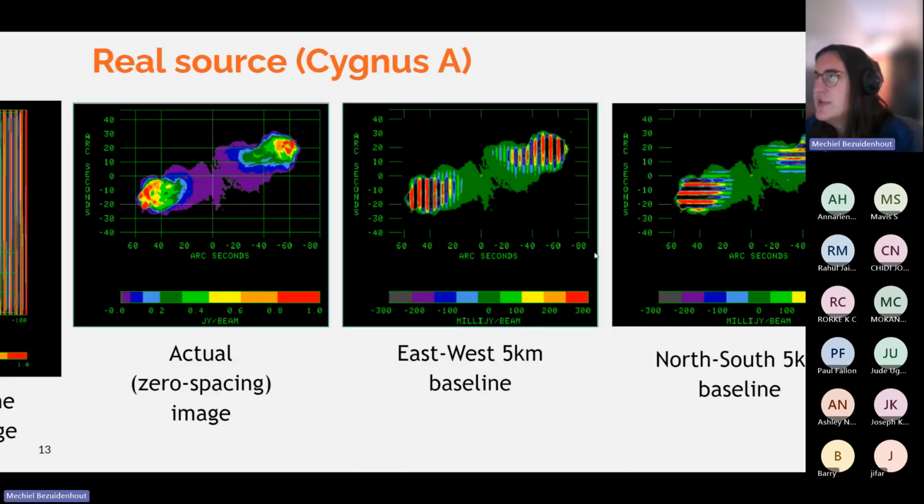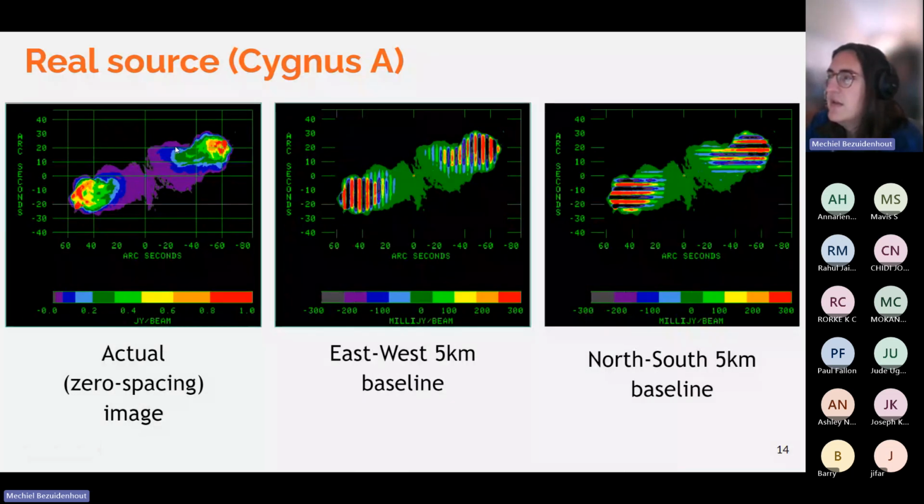So let's see what this looks like if we apply it to a real source. This is an example, Cygnus A. On the left, we have an actual picture of Cygnus A, a real image using a full array. If we use only one baseline that's aligned east to west, and it's a 5 kilometer baseline, we get out an image like this. If we use a north-south baseline, we get out an image like this, where you only see these horizontal kind of cuts of the real image. So using a single baseline, you only see a small part of the actual source. And the idea with radio interferometry is you combine these baselines with different lengths and different orientations, so that each one is giving you a small part of the information in the full image. But when you put them all together, you get a full, complete picture of the sky.